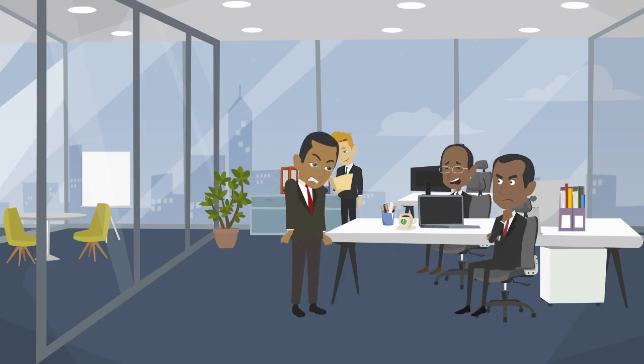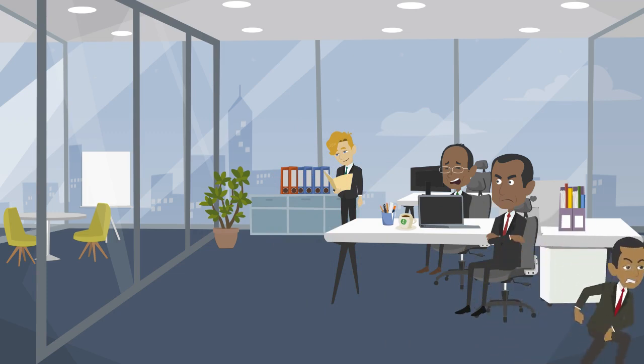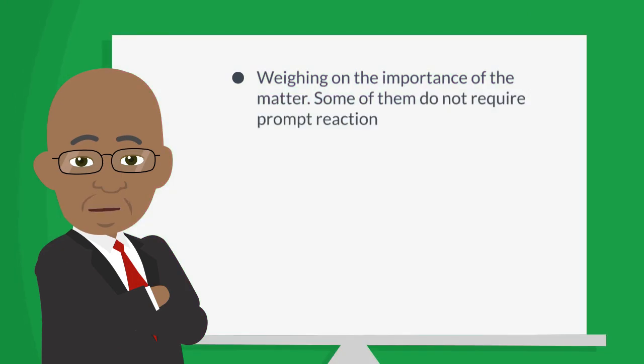Getting angry in an office context is a normal occurrence, but one can learn how to manage the anger in the best way possible. Some of the remedies include weighing the importance of the matter. Some of them do not require prompt reaction. You should always step away from the desk when feeling agitated, get some fresh air, and get back when you feel calm. Also, avoid taking issues personally.